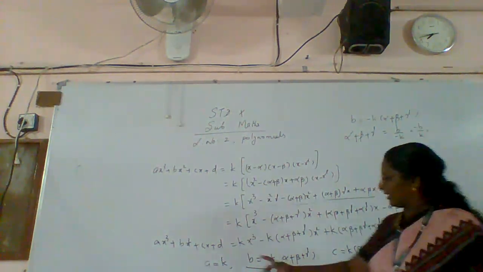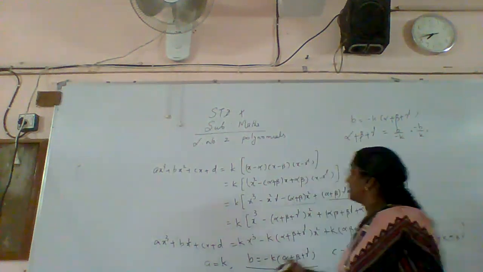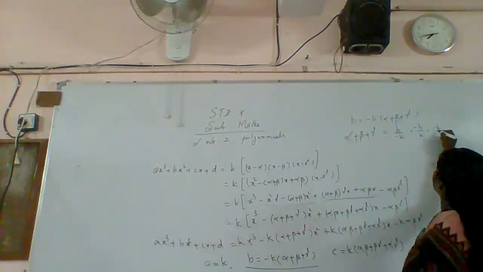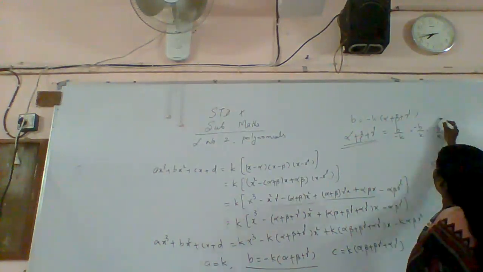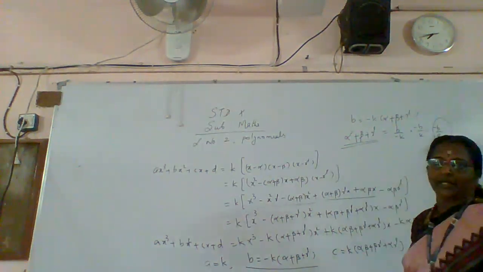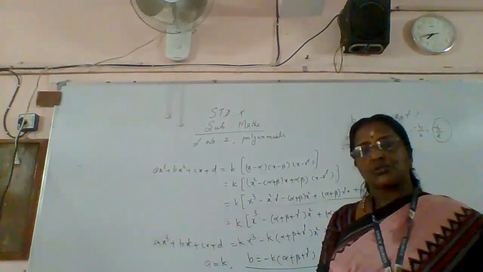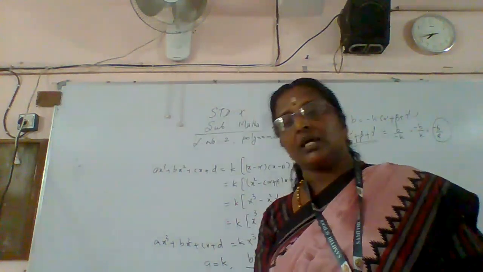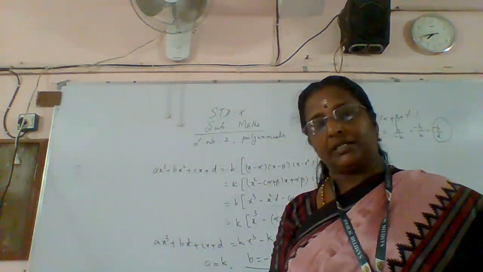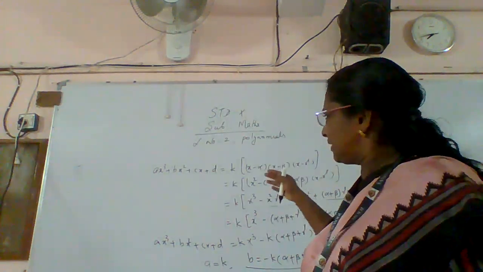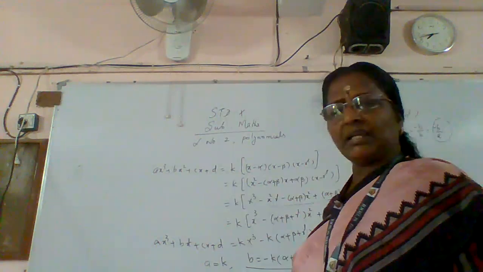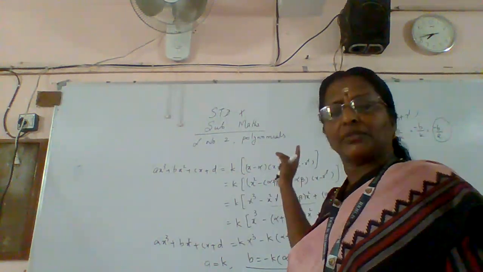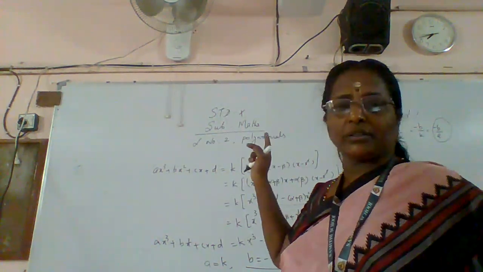But what is the value of k? k is the same as a. Therefore you can write minus b by a. The sum of the zeros, alpha plus beta plus gamma, is minus b by a. This is not to be memorised simply as it is; the sum of the zeros and the product of the zeros are compulsory.